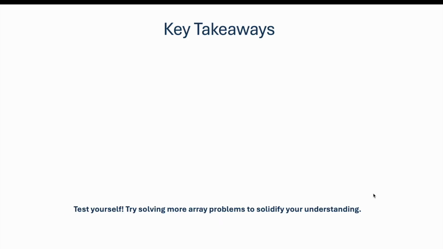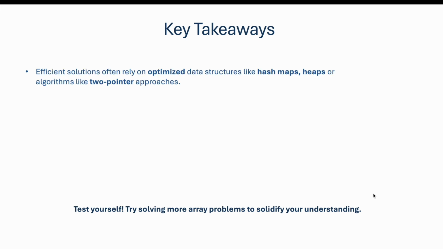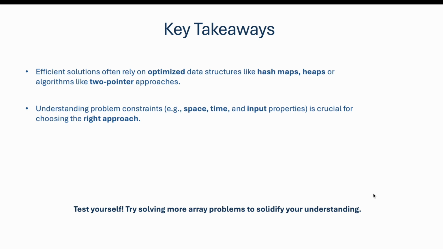So let's see what the key takeaways for today are. Efficient solutions often rely on optimized data structures like hash maps, heaps, and algorithms like the two-pointer approach. Understanding problem constraints like space and time complexity is crucial, and input properties and edge cases are very crucial for choosing the right approach. Arrays are versatile for solving problems like searching, sorting, and data manipulation.